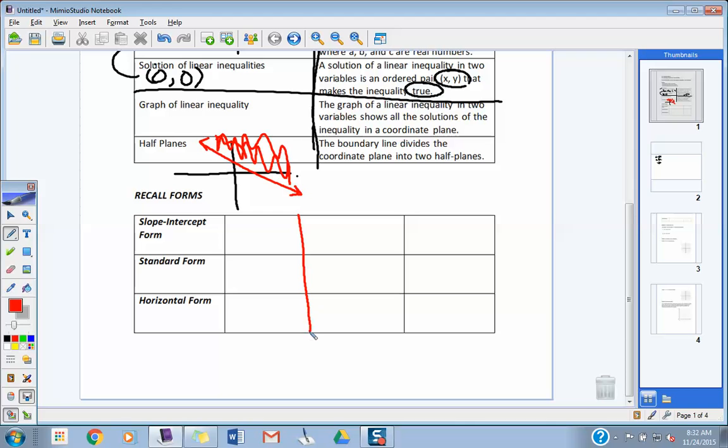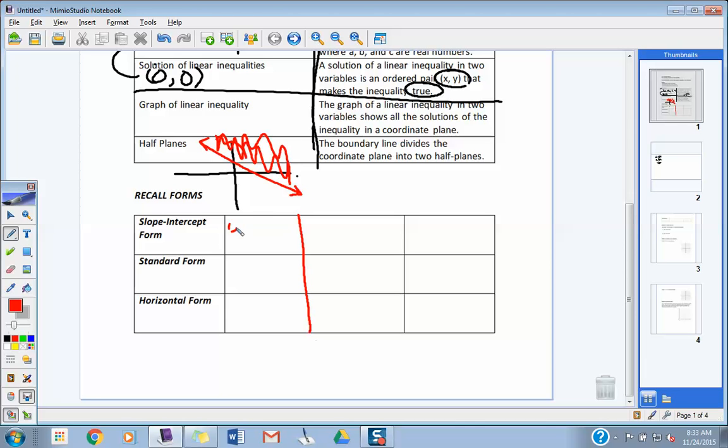All right. So those are all the vocab terms we're going to be discussing as we progress through this section. I want to go back and recall some forms of lines, which I think are important to be able to do what we're going to do today. First thing I'm going to ask you to recall is slope-intercept form. We should be able to spit that out easily. What is the general form of slope-intercept form?